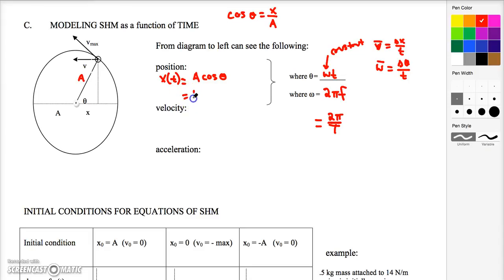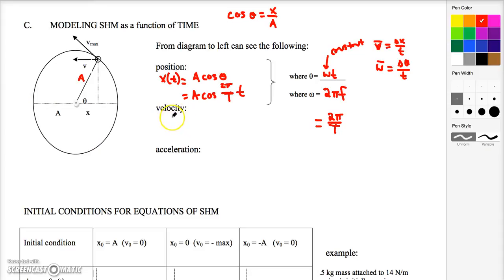So essentially this becomes A times cosine. I'm going to substitute omega t in for that, and then also substitute omega as 2 pi over T. So I get 2 pi over T, that's my period, times t. And so this is my position as a function of time for any time t. And A is the amplitude, so that's the radius of the circle, and T is the period, how long it takes to go around one complete revolution.